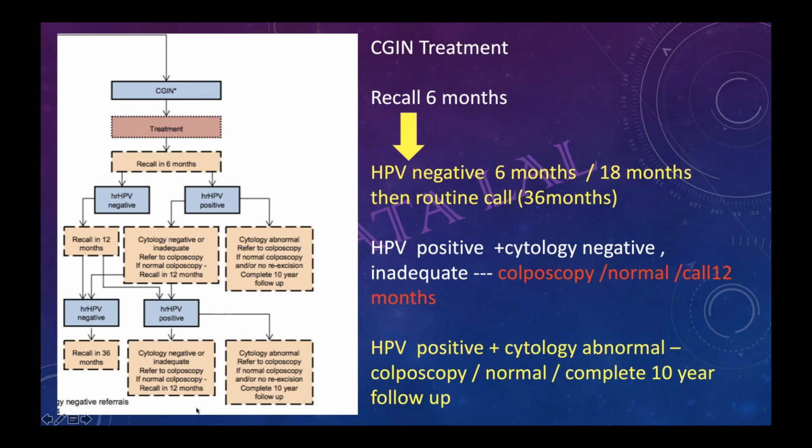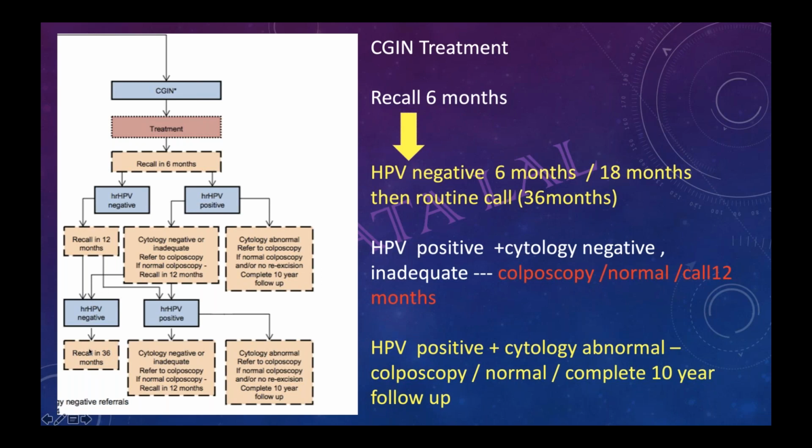Okay, so actually for this they have not said anything about when this patient will go to routine call. They have not mentioned it, ma'am. So if the cytology is inadequate, this patient will be referred to colposcopy. If it is normal also, then it will be colposcopy. Then again you will call her at 12-month time. If it is negative, then she can go to recall.